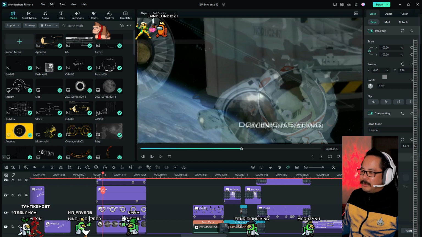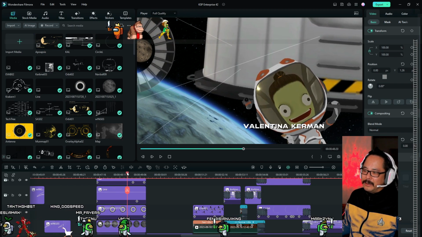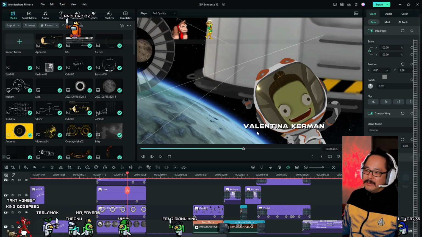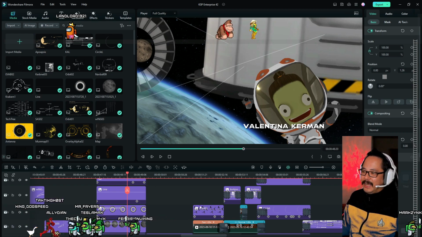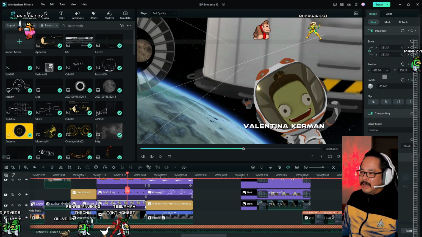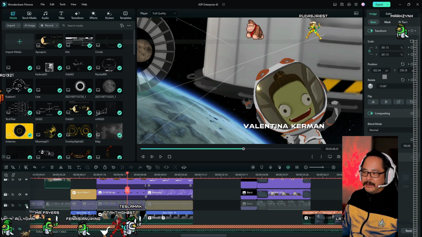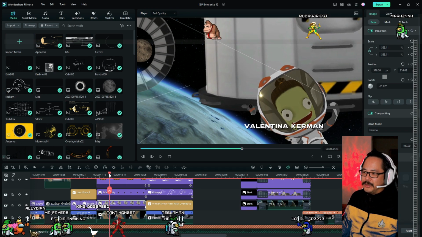And so I made it so that Valentina's arm also moves as well. So to do that, I have Valentina's body, and in a separate layer I have Valentina's arm. Here we go, right here. And Valentina's arm moves with the hitchhiker can. So it looks like she extends her arm as she zooms in.